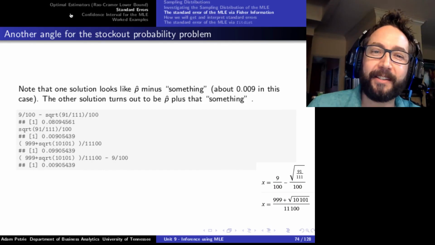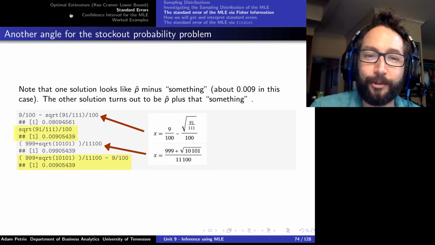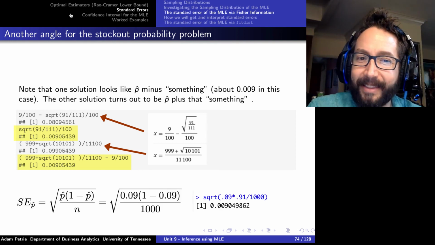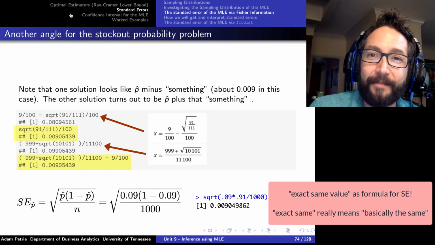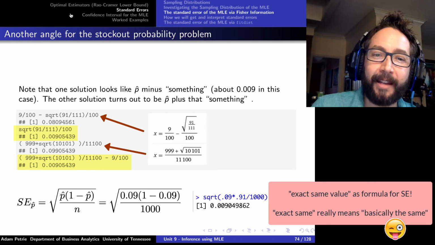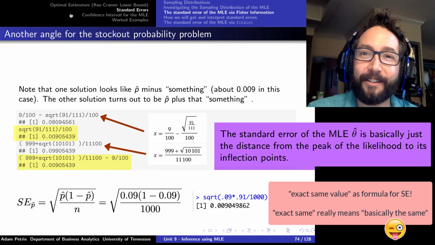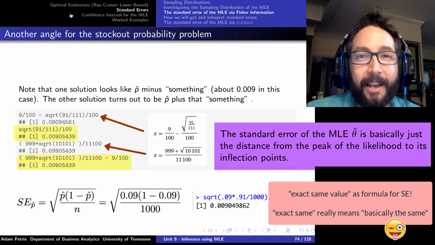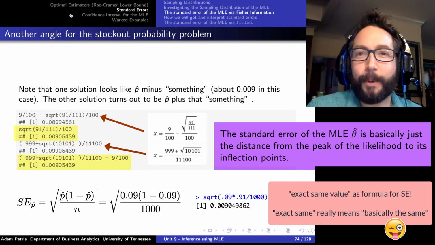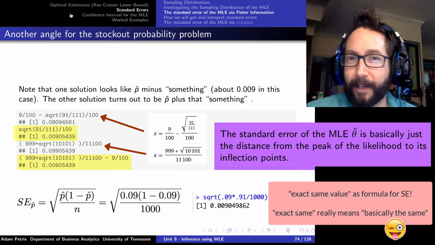So upon further investigation, if we look to see, well, what is the distance from the peak to each of those inflection points, what we find is that that distance is 0.009. And that just happens to be the exact same value when we go and take the square root of p hat times 1 minus p hat over n. And so we have that nice correspondence. The formula for the standard error that we get out, using that Fisher information, works out to be basically the exact same number as if we were to go and measure the distance from where the likelihood peaks to where the likelihood has those inflection points.